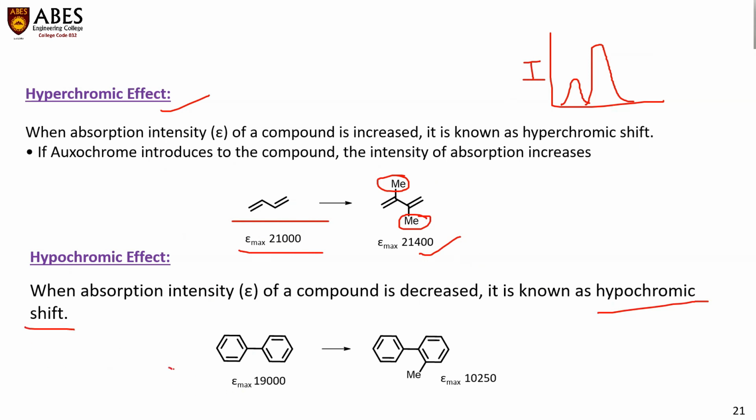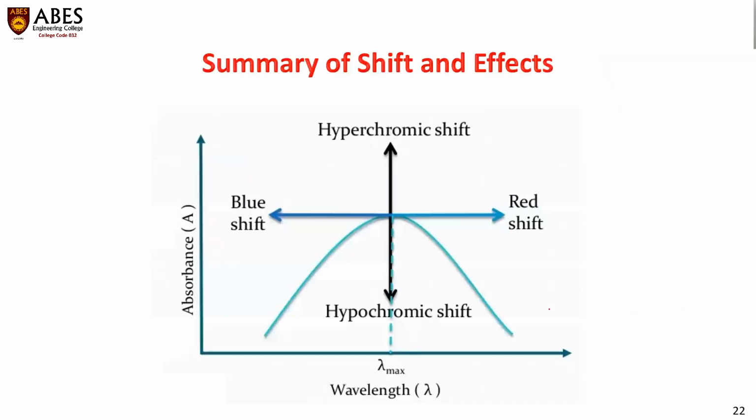For example, biphenyl shows the intensity at 19,000. When we introduce a methyl group at the ortho position, it hinders the conjugation and the absorption intensity also decreases to 10,000. This is known as the hypochromic shift.